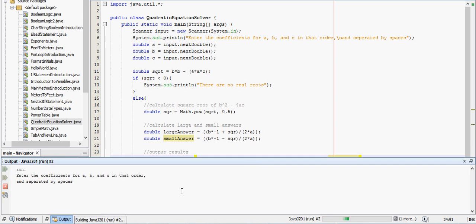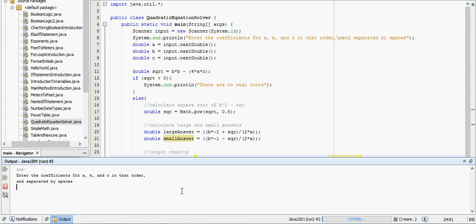Enter the coefficients for a, b, and c in that order. So let's say we have x squared minus 2x, so that would be minus 2. And then we'll have plus 4. There are no real roots. Let's try 1, 2, and positive 4. There are no real roots of that either. Sorry, I really probably should have thought of this ahead of time and had one ready to go.